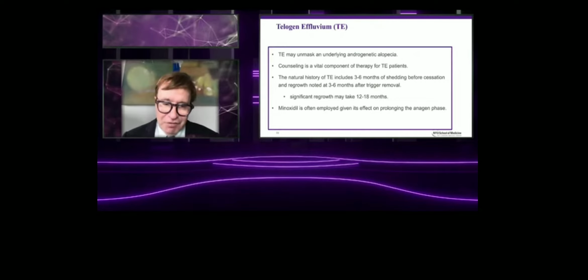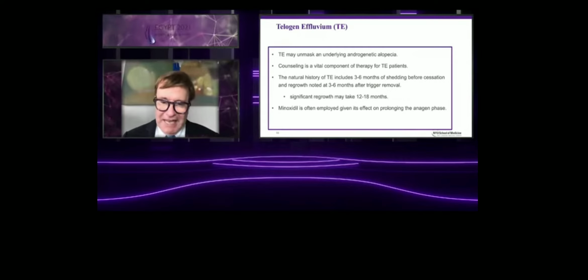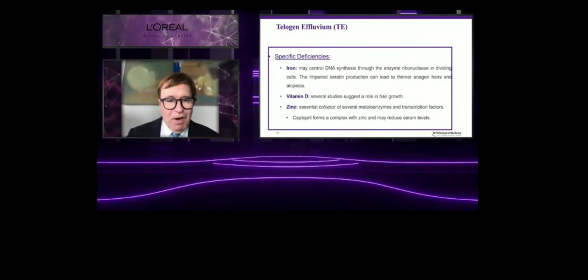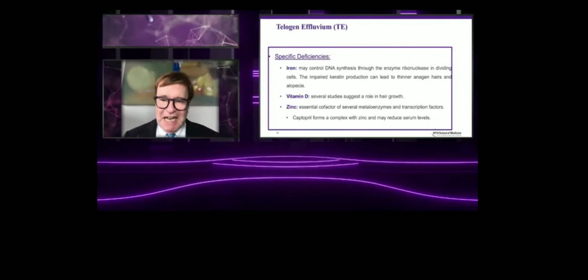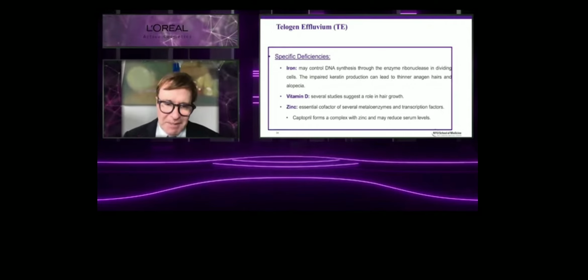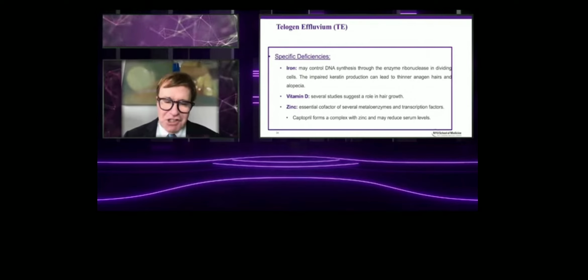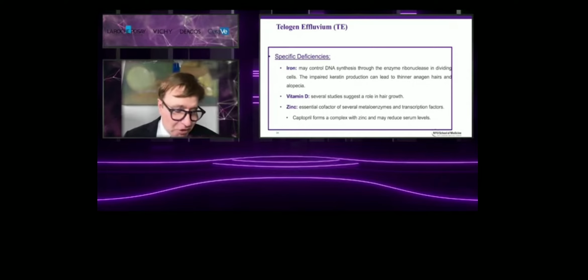And frequently we use topical minoxidil to help prolong the anagen phase. Now, what are the things we're looking for? Again, iron. It may control DNA synthesis, and that's why it's important, because we need that DNA synthesis for the hair to grow. Vitamin D, zinc, all these things may be important to check on these individuals. If a patient is on an ACE inhibitor for blood pressure, like captopril, that can form a complex with zinc and may reduce their serum levels.